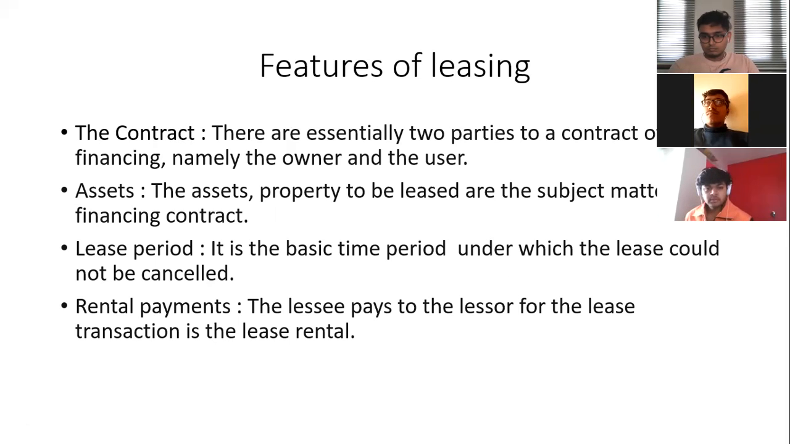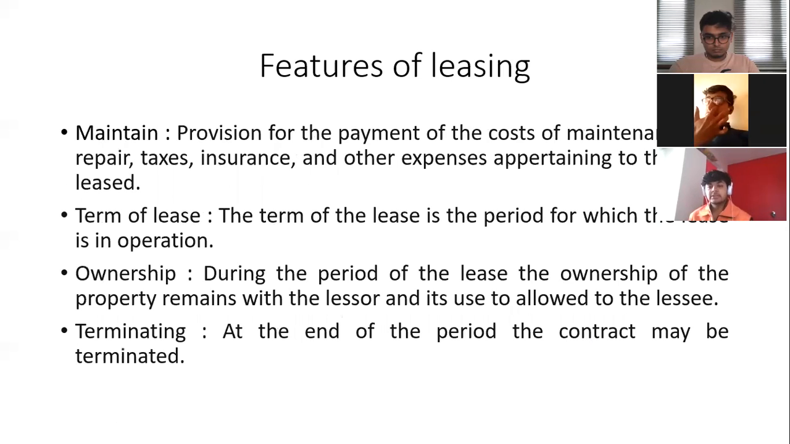Next slide is maintenance. The cost of maintenance and the repairs, taxes, insurance, and other expenses pertaining to the asset leased. Basically, this is the provision for the payment. Terms of lease. It is the period for which the lease is in operation by the lessor. Ownership. During this period, the property's ownership remains with the lessor, and it is allowed to be used by the lessee. Terminating. At this period, the contract may be terminated. There's also an option to renew the lease or to completely buy the asset.